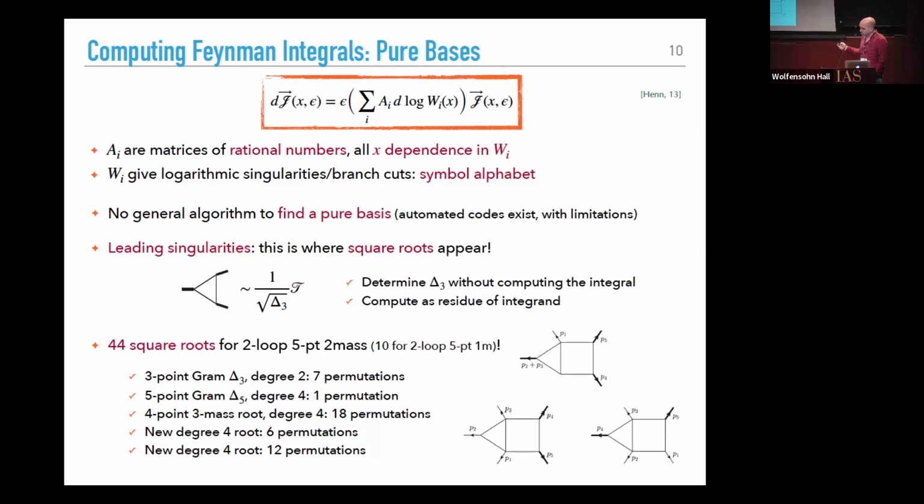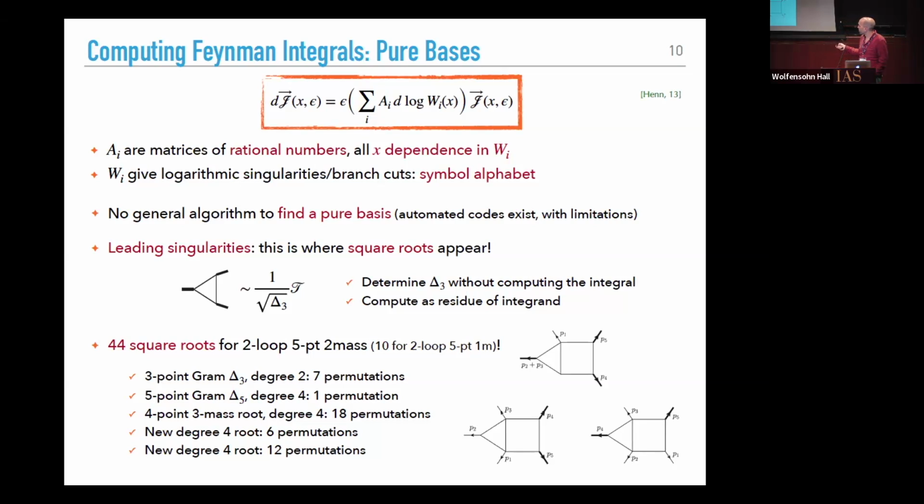So these W_i contain all the logarithmic singularities, all the branch cut information about your functions, and this is what's called the symbol alphabet. And if you find such a form, this is what I mean by exposing in a useful way the analytic information that lives inside these Feynman integrals. Unfortunately, we have no general algorithm to find the pure basis. There are some automated codes, but they have a lot of limitations. But one tool that we have to do this is to study their leading singularities. And this is also how you can see how square roots enter the game.